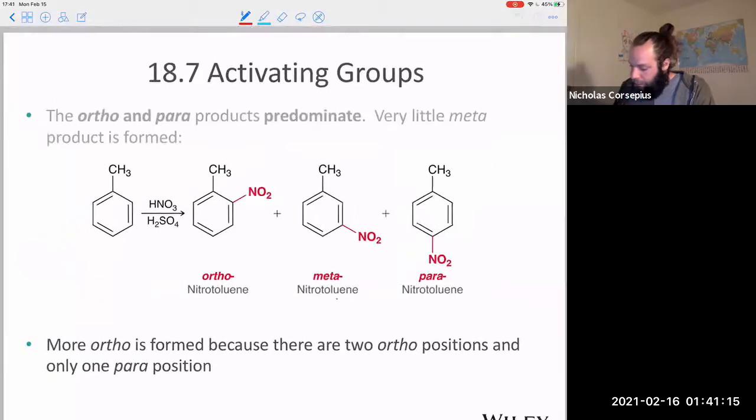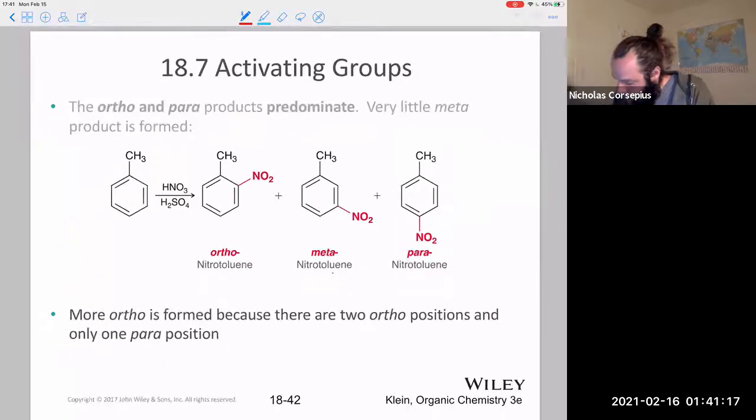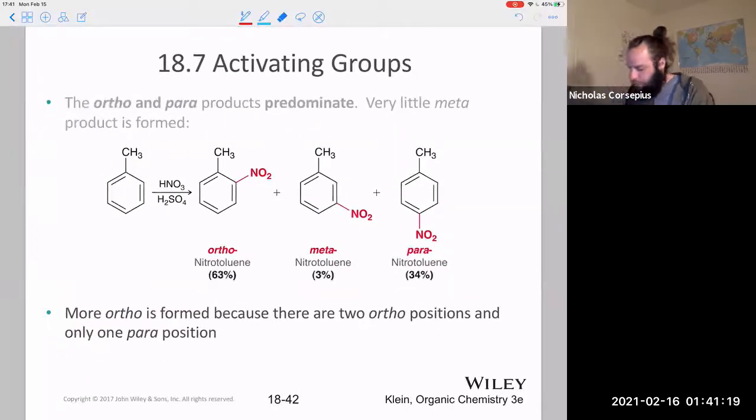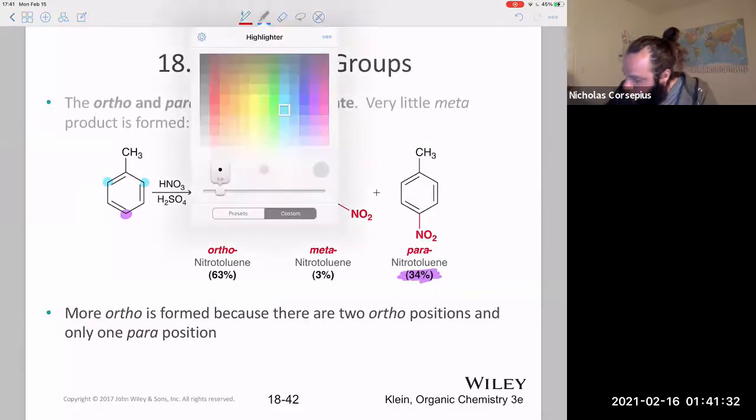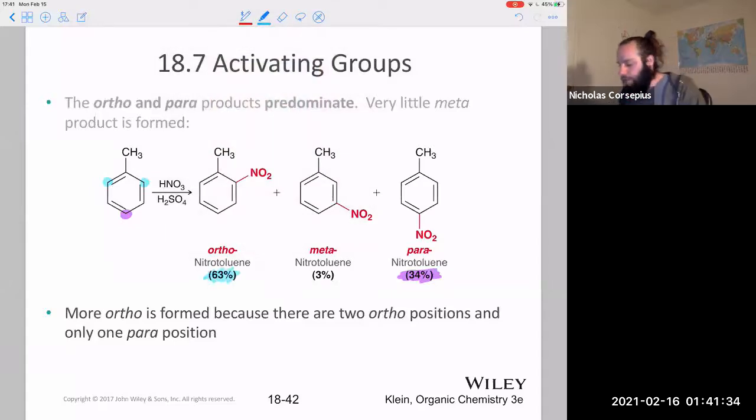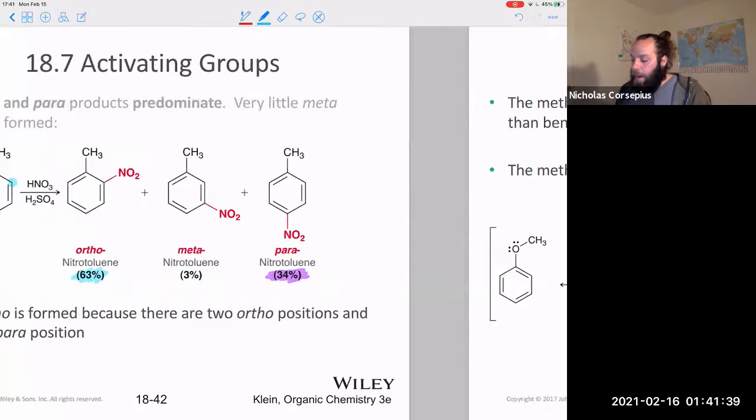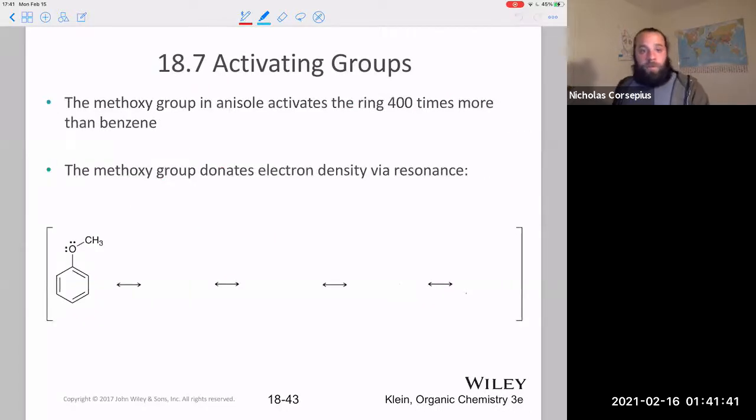Okay. So again, this is using toluene and the nitration. This is actually just a slide that's talking about what I said before about how you have two ortho positions and only one para position, which explains your 2-to-1 distribution of the ortho to para product. Okay, now let's move on to another group.